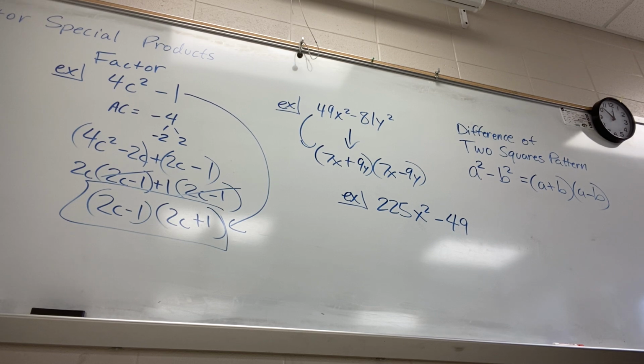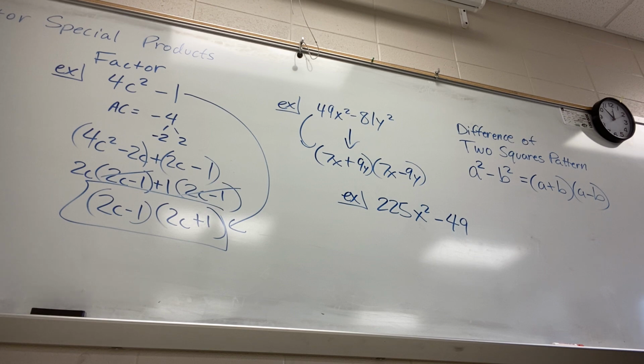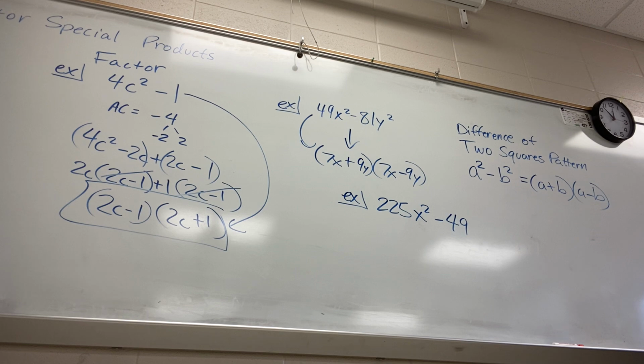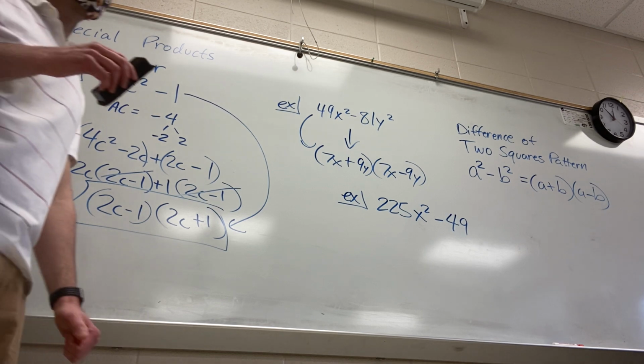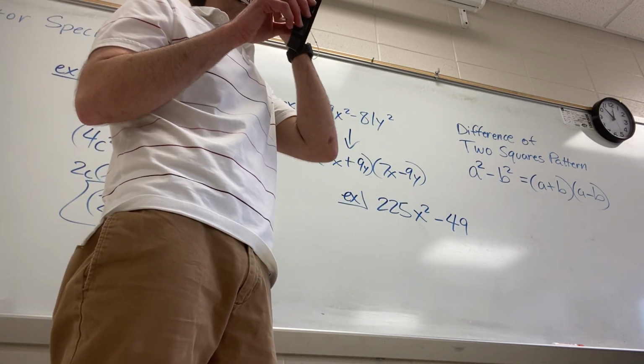Now, I probably haven't stressed enough how helpful this is. If you were going to do this problem with the AC method, you'd be in for a bit of a chore. Think about what your AC would be. It'd be a big old number. So the difference of two squares pattern is super helpful, and you're going to use it a lot in Algebra 2. When you multiply them together, it'd be 11,000, and then you have to think of what multiplies.